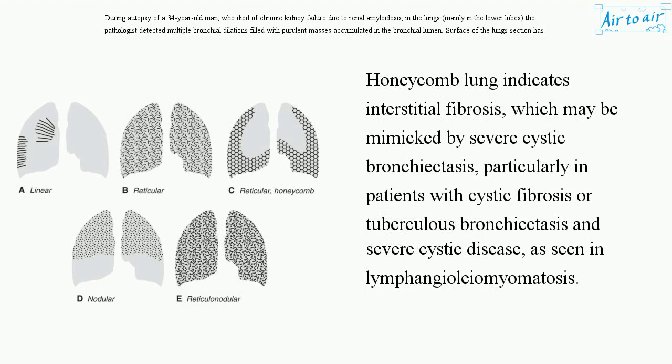Honeycomb lung indicates interstitial fibrosis, which may be mimicked by severe cystic bronchiectasis, particularly in patients with cystic fibrosis or tuberculous bronchiectasis, and severe cystic disease, as seen in lymphangioleiomyomatosis.